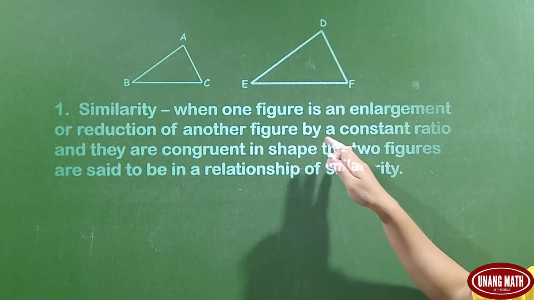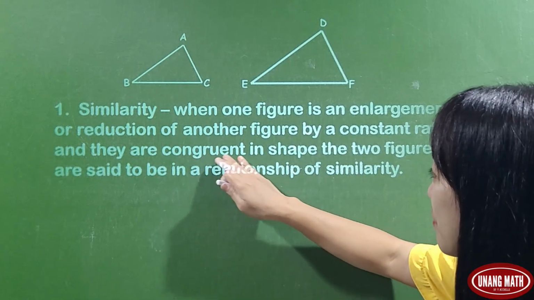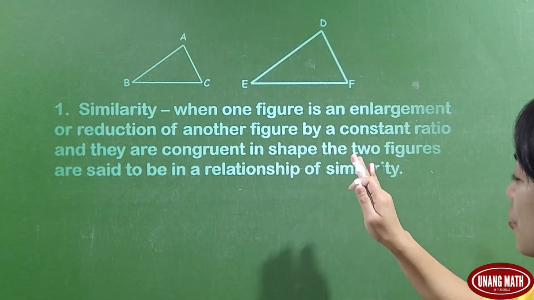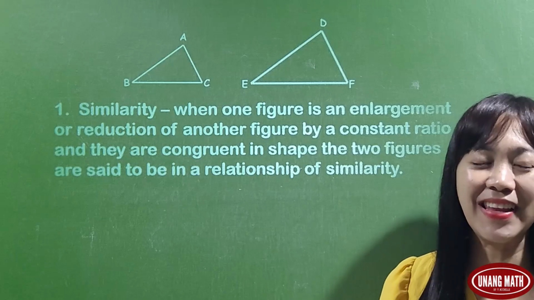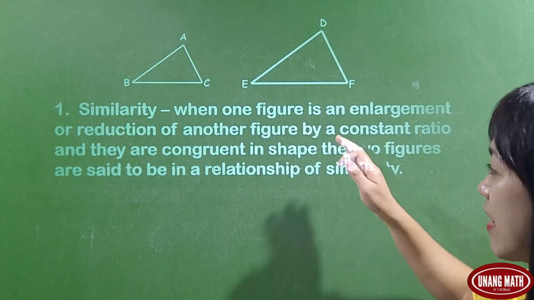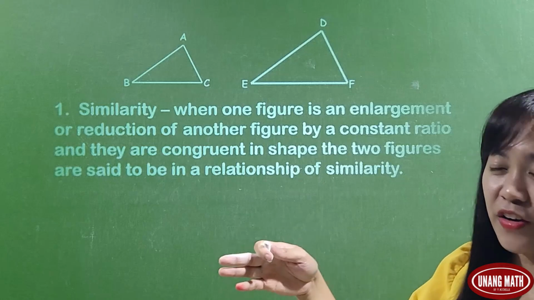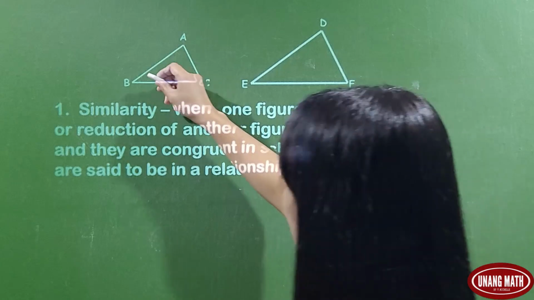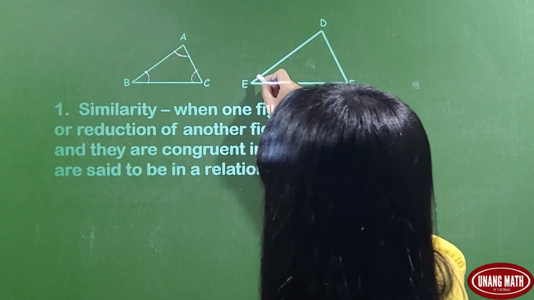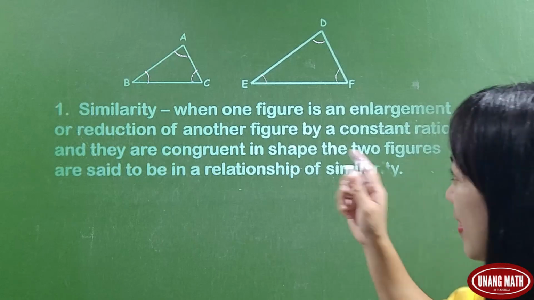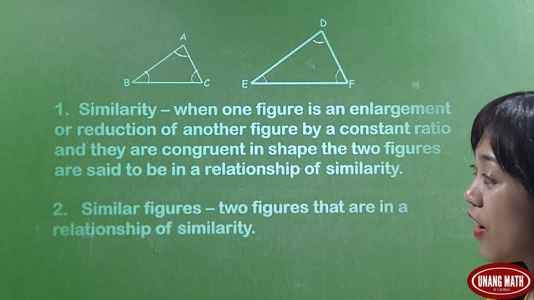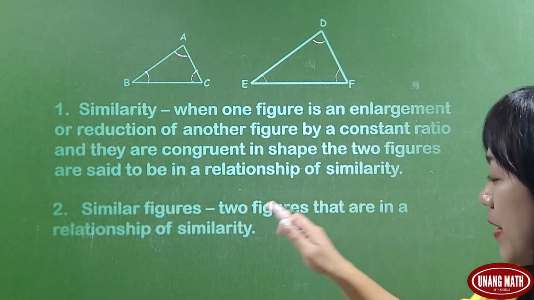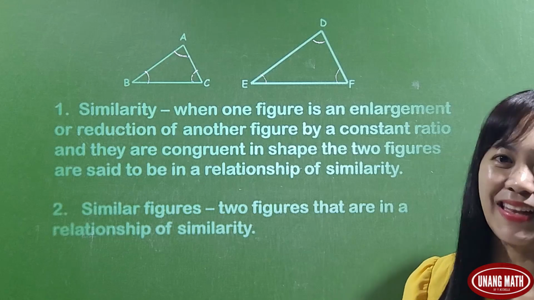When we say similarity, this is when one figure is an enlargement or reduction of another figure by a constant ratio and they are congruent in shape. Then the two figures are said to be in a relationship of similarity. In other words, even if one figure is the enlarged or the reduced version of another figure, as long as the angles are of the same measures, then the two figures are similar figures.